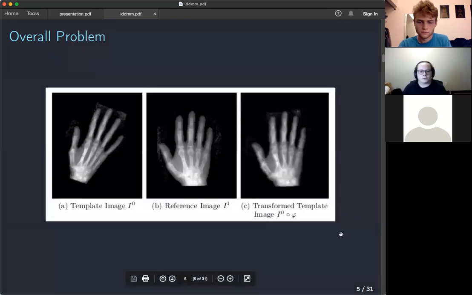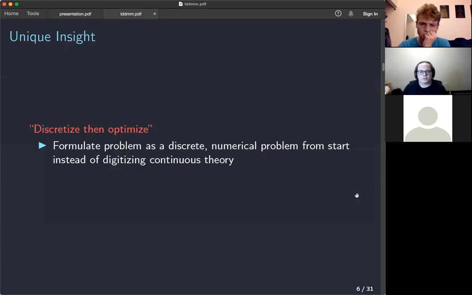So the overall problem is this. We have two images. We're going to call them a template image, I0, and a reference image, I1. The template is sort of what we're scanning, and the reference is what we want it to look like. So we take I0, warp the grid, and get this registered image, I0 after phi, which is the transformed template image. Our goal is, given these two images, to warp the template image to look like the reference image.